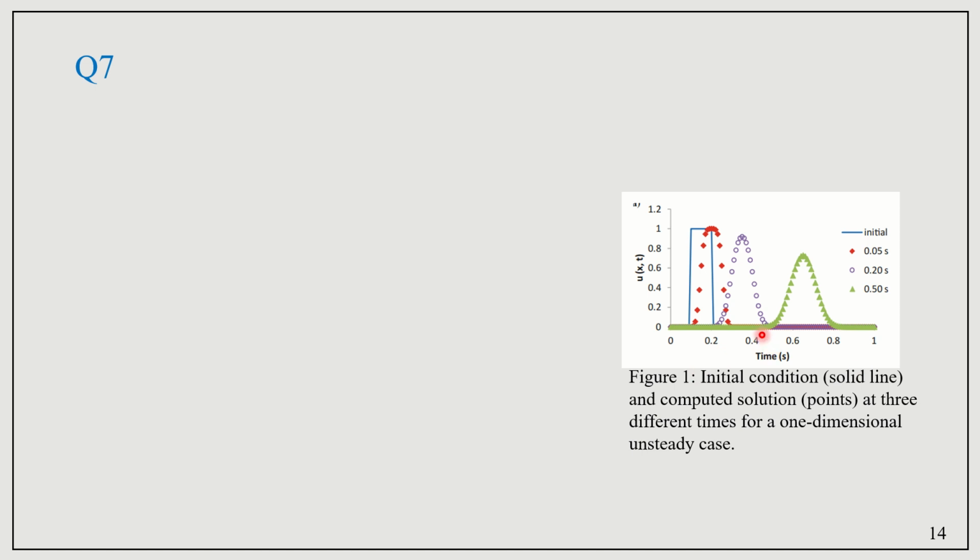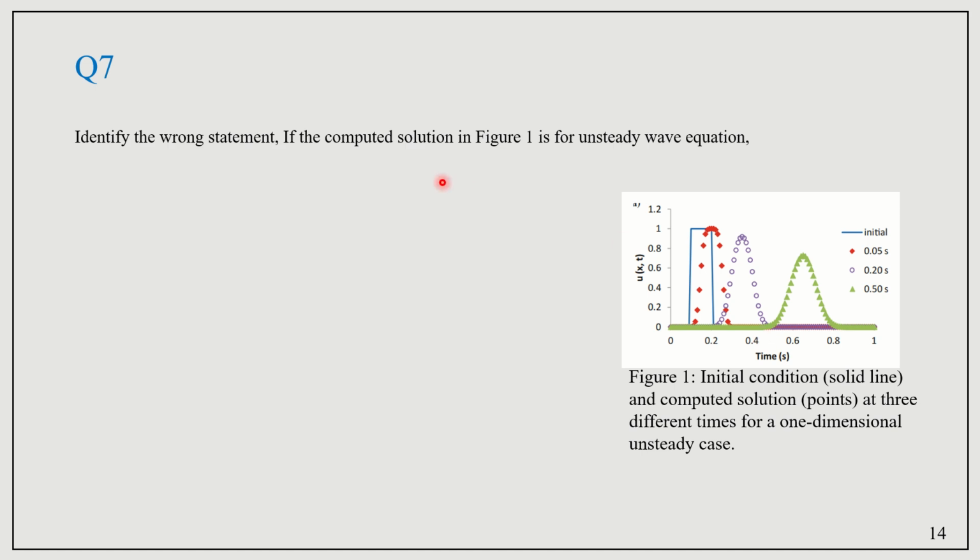Now we will see the question. Identify the wrong statement. If the computed solution in figure 1 is for unsteady wave equation, so here already it is mentioned that it is about the unsteady case. So if the computed solution is for unsteady wave equation, we need to identify the wrong statement.